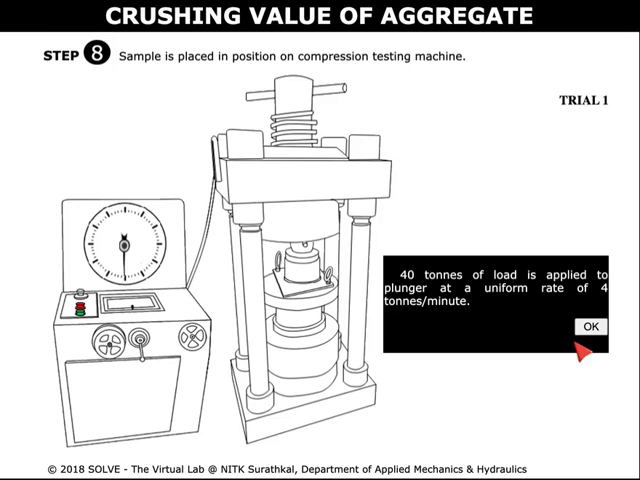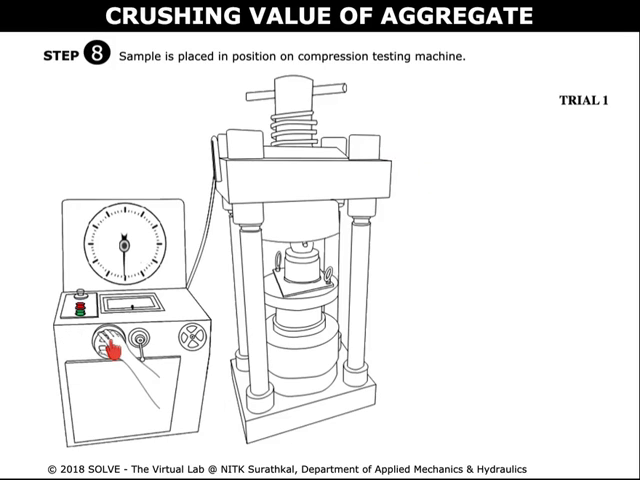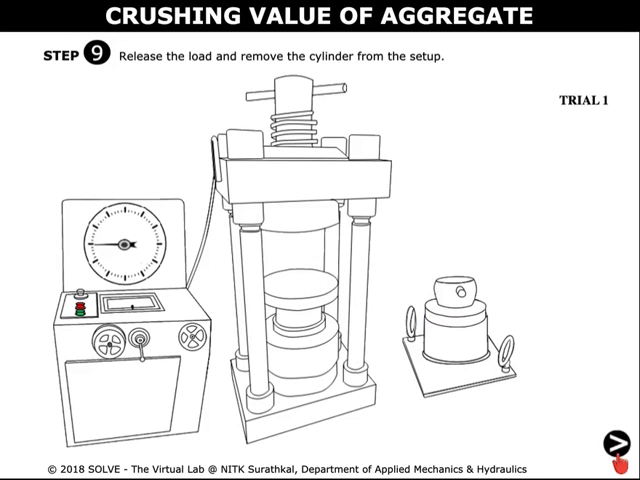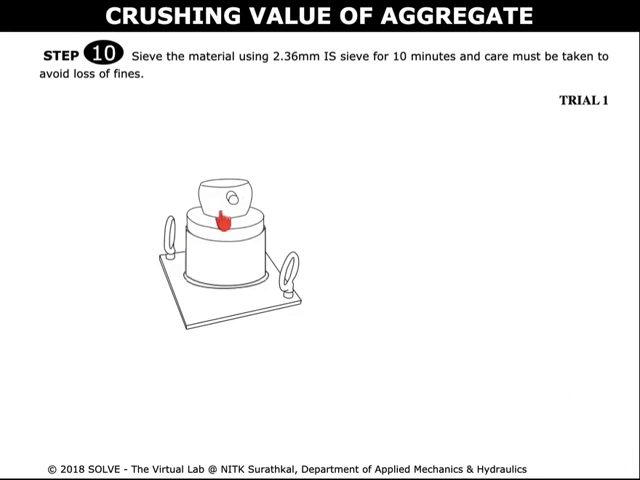Read this instruction shown here. Apply the load of 40 tons at the rate of 4 tons per minute. Switch on the machine and apply the load. Switch off the machine. Click here to release the load. Click here to remove the cylinder from the machine. Click here to remove the cylinder. Click here to remove the plunger from the cylinder.